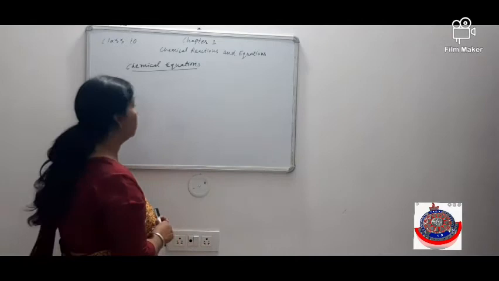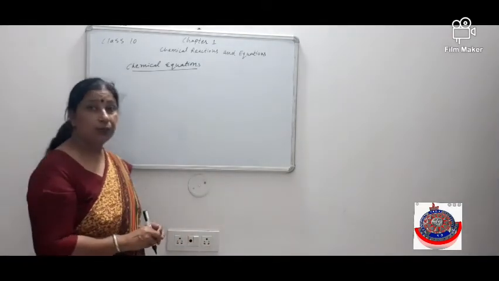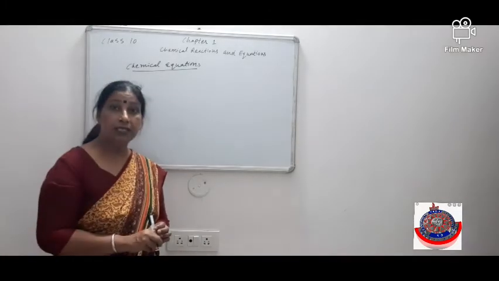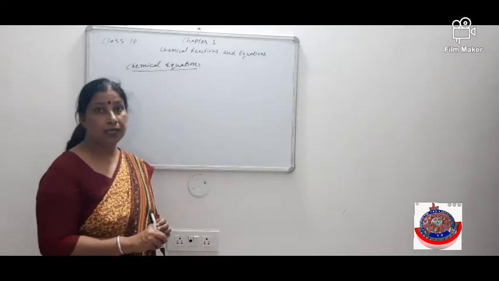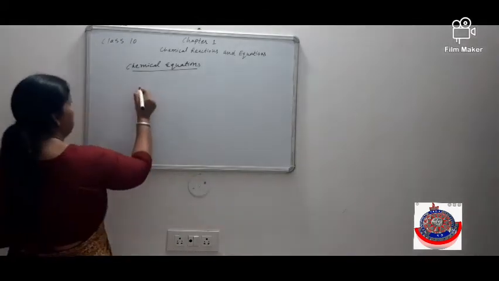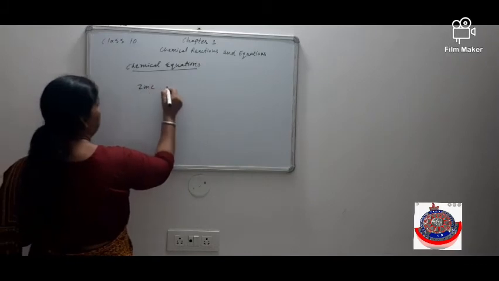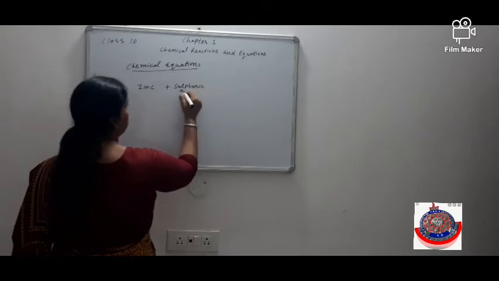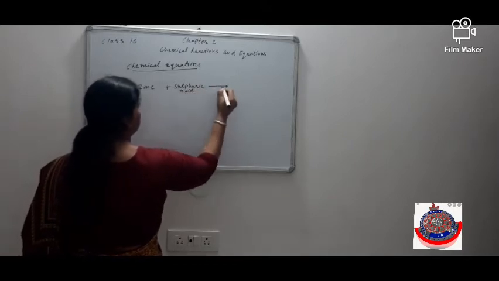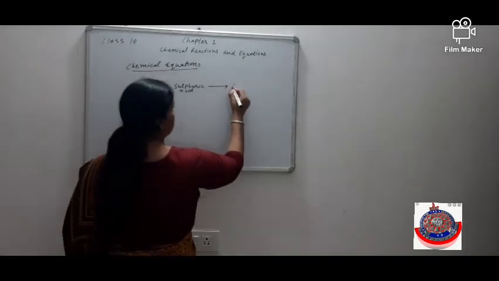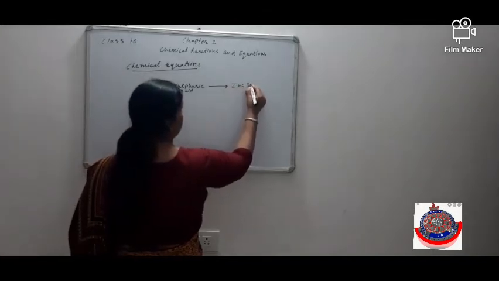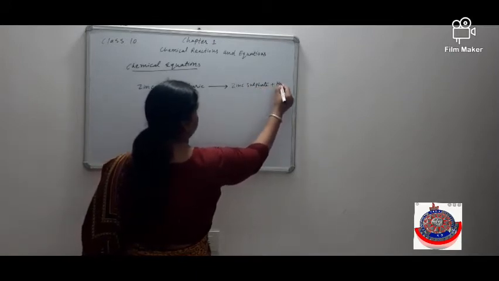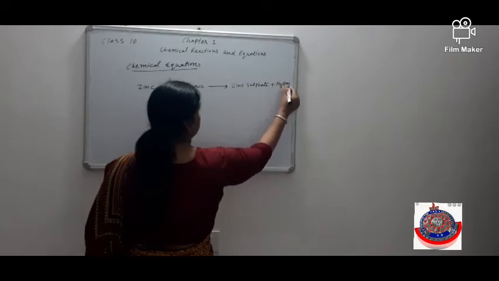Now students, chemical equation. A chemical equation is a method of representing a chemical reaction in symbols and formulae. Let's take one example. Zinc plus sulfuric acid both combine and give zinc sulfate plus hydrogen gas.